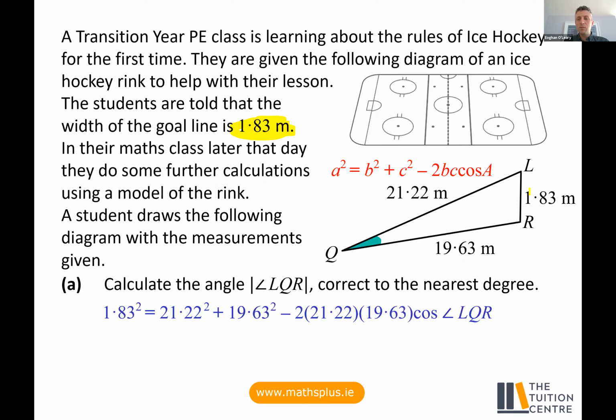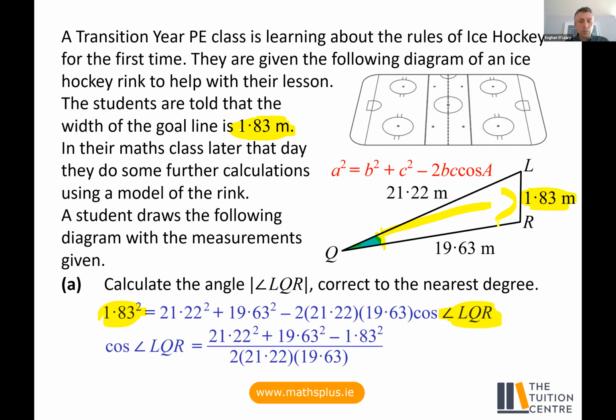So again, as we mentioned in an earlier video, we're looking for the angle at Q. So the angle LQR is obviously going to be here on my right hand side, and the side across from that, the 1.83, is this side that's by itself getting squared. So 1.83 squared is equal to 21.22 squared plus 19.63 squared minus twice 21.22 times 19.63 times the cosine of the angle that we're looking for.